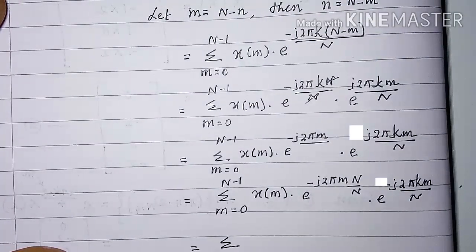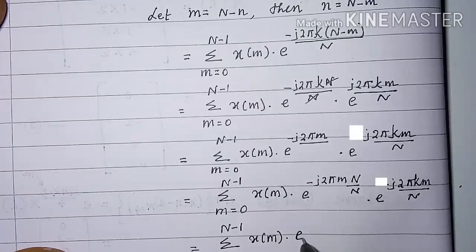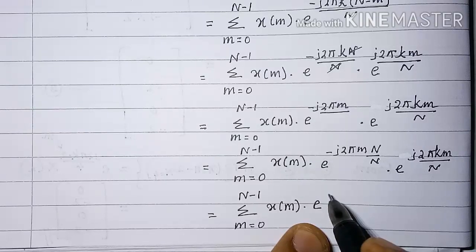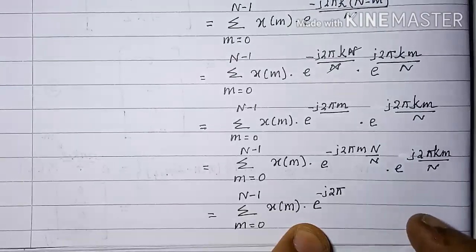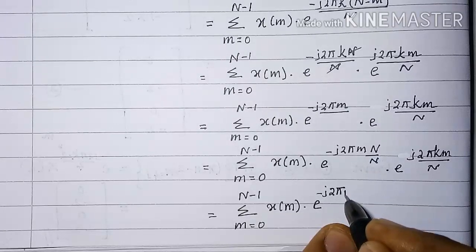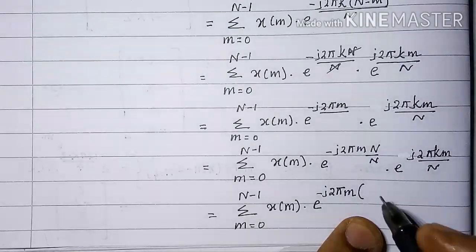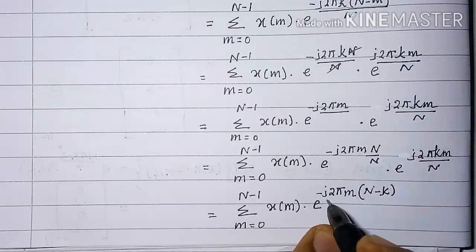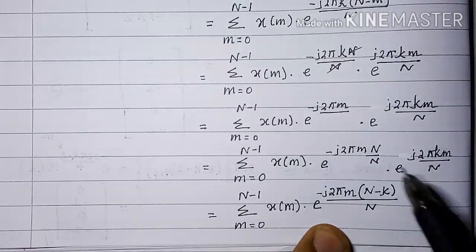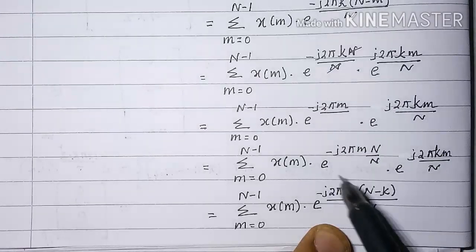That is equal to summation m equal to 0 to N minus 1, x of m into e raised to minus j 2 pi m into the bracket (N minus k) upon N, which we can write by using laws of exponent.